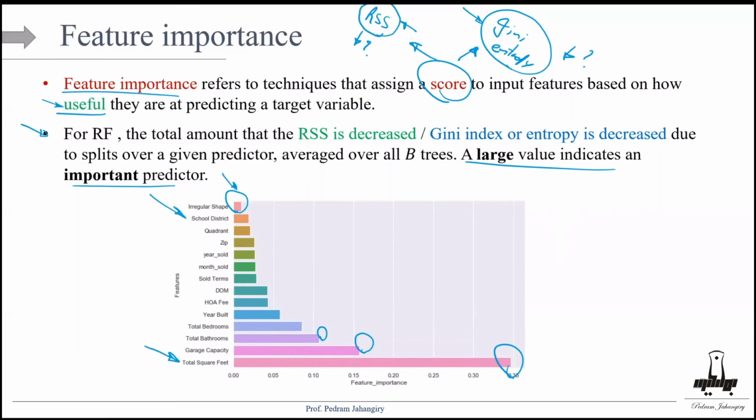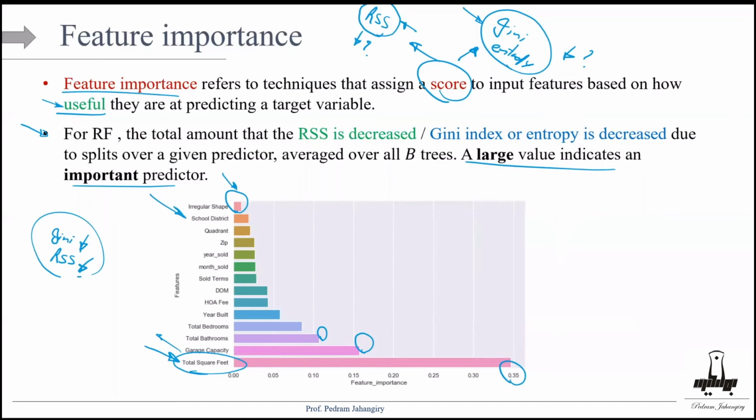And so if you want to think of an example, imagine we have thousands of trees, and this total square feet is going to show up thousands of times among those trees, for each split. And then at each split, we're going to record, for example, how much this Gini or RSS reduced. And then we're going to add up all those numbers for the entire model and then report that number, right? So this number, for example, is 0.35.